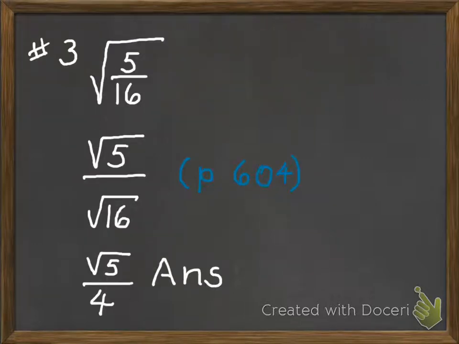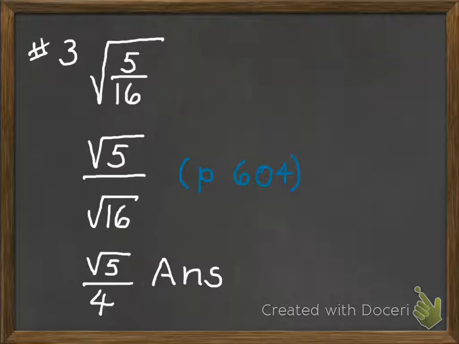Number 3. Use the quotient rule to simplify the square root of 5 over 16. The quotient rule is on page 604. It says when the roots are the same on two radicals, you can rewrite the radicals as separate radicals. You can rewrite the square root of 5 over 16 as the square root of 5 over the square root of 16.